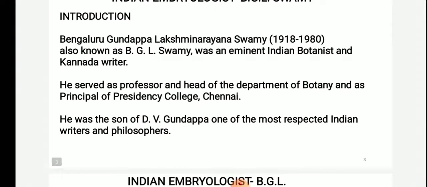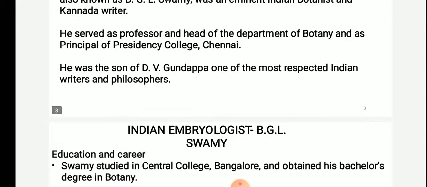Bengaluru Gundappa Lakshmi Narayan Swamy, also known as BGL Swamy, was an eminent Indian botanist and a Kannada writer. He served as a professor and head of the Department of Botany and as a principal of Presidency College, Chennai. He was the son of D.V. Gundappa, one of the most respected Indian writers and philosophers.